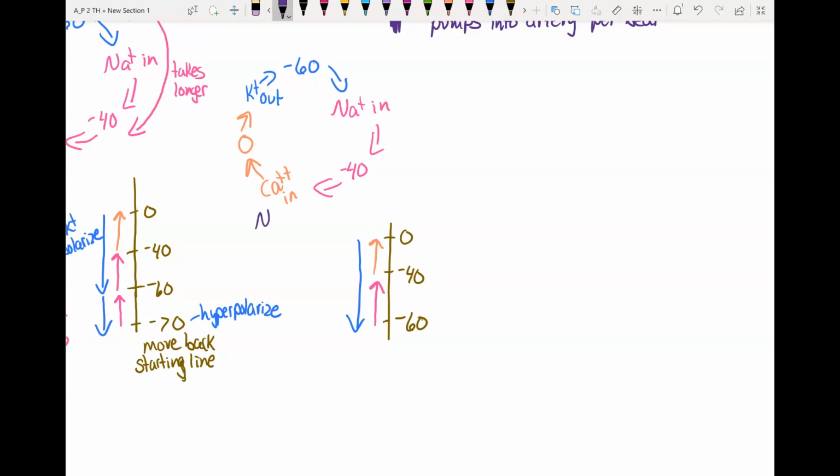So norepinephrine is going to act here. Norepinephrine opens extra calcium gates. So you have more calcium in. So that means this part from -40 to 0 happens faster. So we're going to have more calcium coming in, so we're going to get from -40 to 0 faster. And that's how you increase the heart rate.